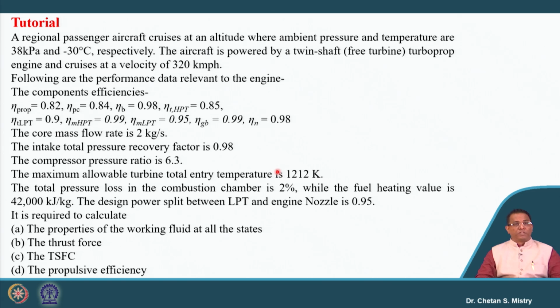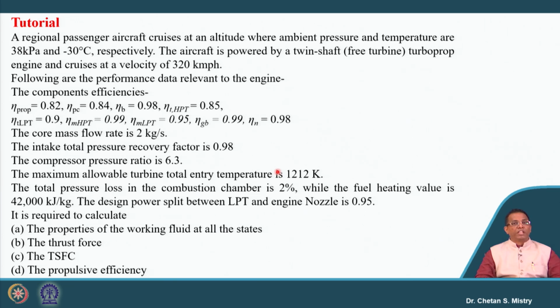Take this information with you. Say we have a regional passenger aircraft which cruises at an altitude where ambient pressure and temperature are 38 kilopascal and minus 30 degrees centigrade. The aircraft is powered by a twin shaft turboprop engine. When we say twin shaft, remember we have the free turbine configuration. That is what is used for rotating our propeller.